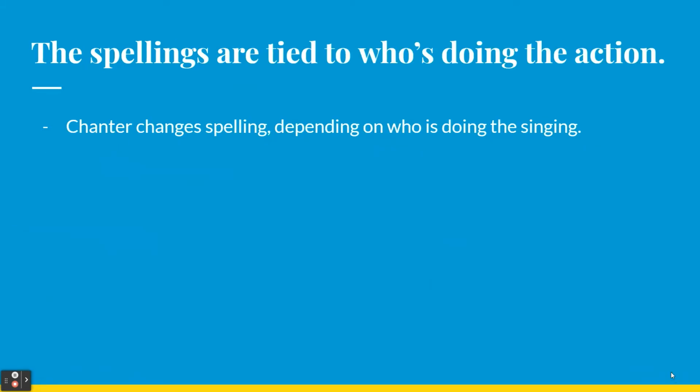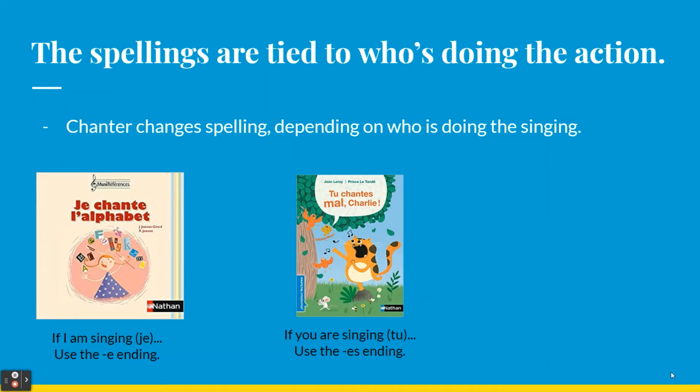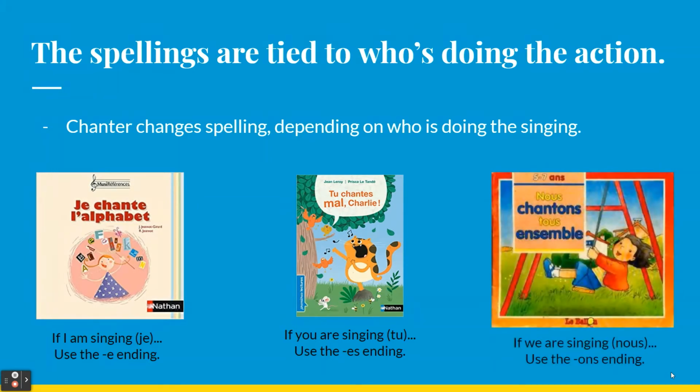Guys, the spellings are tied to who's doing the action, who's doing the singing. Chanter changes spelling depending on who is doing that singing. If I am singing, if the word is je for I, you should use the E ending. If you are singing and you use the word tu, you should use the ES ending. And if we are singing, if nous is the people who are doing the action of singing, you need to spell with ONS.